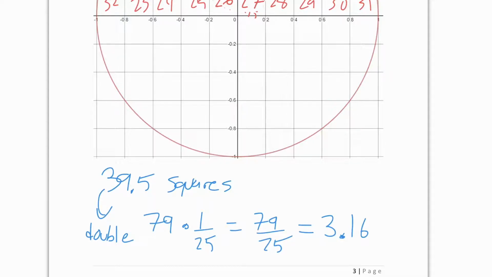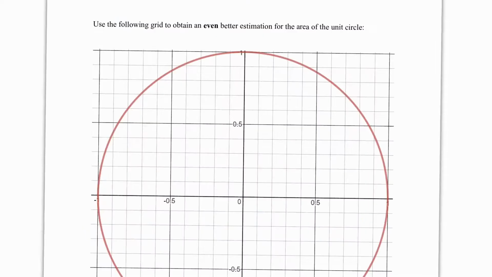Interesting. I wonder what we'll get if we do an even finer grid. Well, let's go ahead and use this grid to get an even better estimation. Now notice here each square is going to be equal to, it looks like, 1/10 times 1/10. So now we're being very precise with our estimation because we can count squares that are 1/100th of a unit. So again, pause the video.